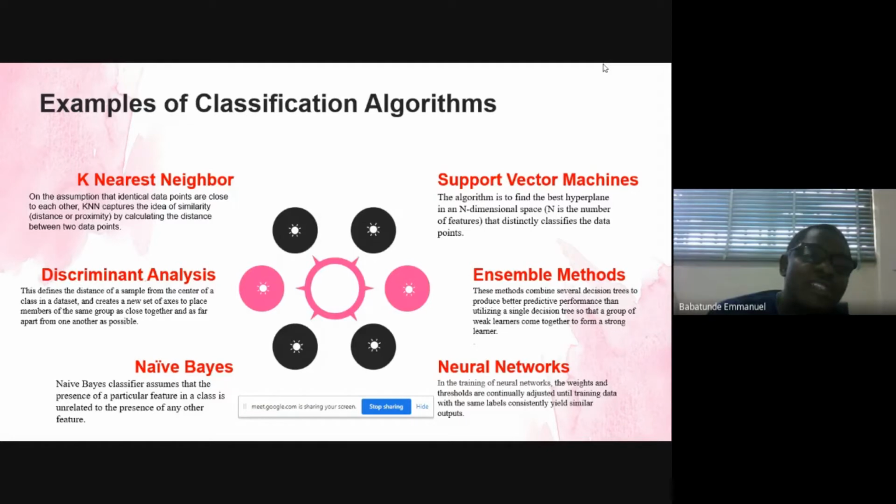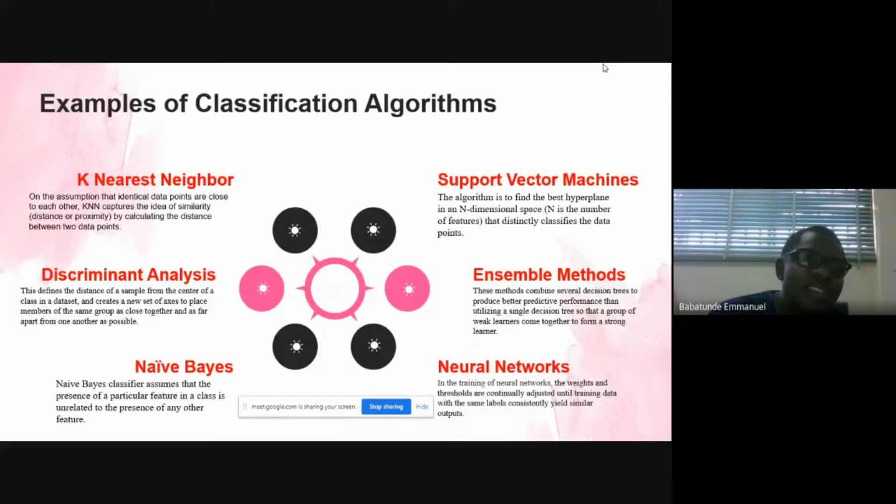For k-nearest neighbor, it works on the assumption that identical data points are close to each other. So KNN captures the idea of similarity between data points. Data points that are similar to each other are probably in the same class. So it is on this assumption that k-nearest neighbor works.